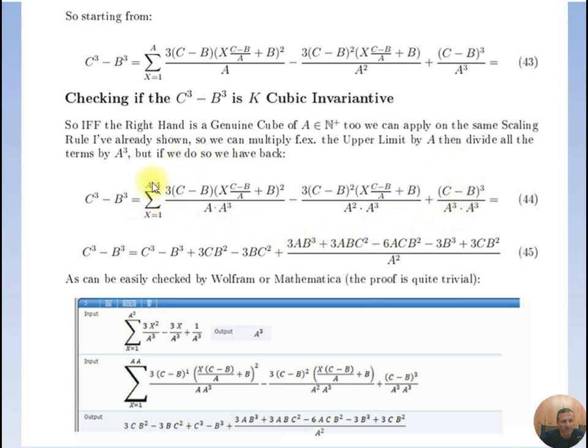If we multiply the upper limit by a, we have to divide all terms by a cube, but this is a hypothesis. If the hypothesis is correct, then the result we get back must again be c cube minus b cube, but we get back another interesting object.